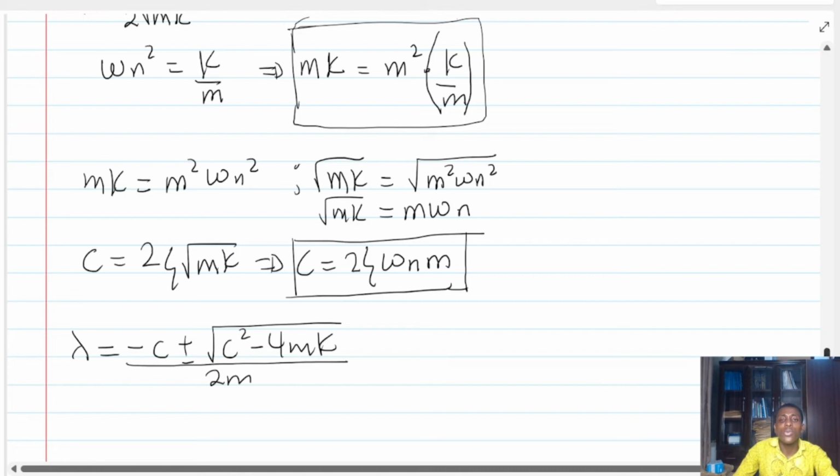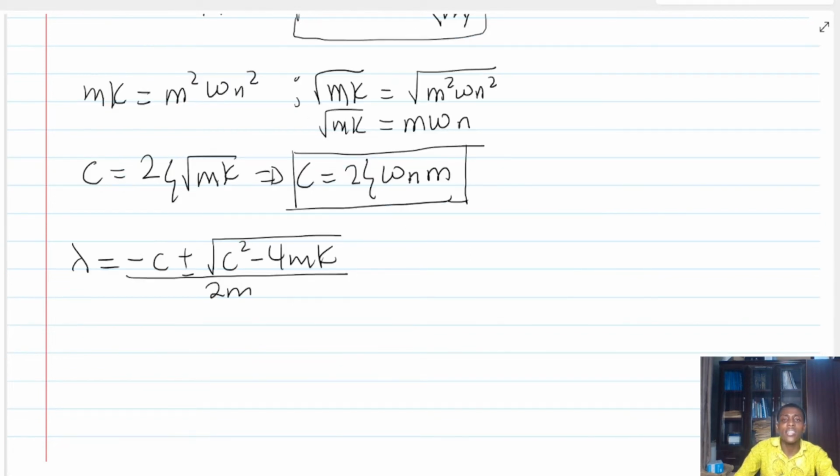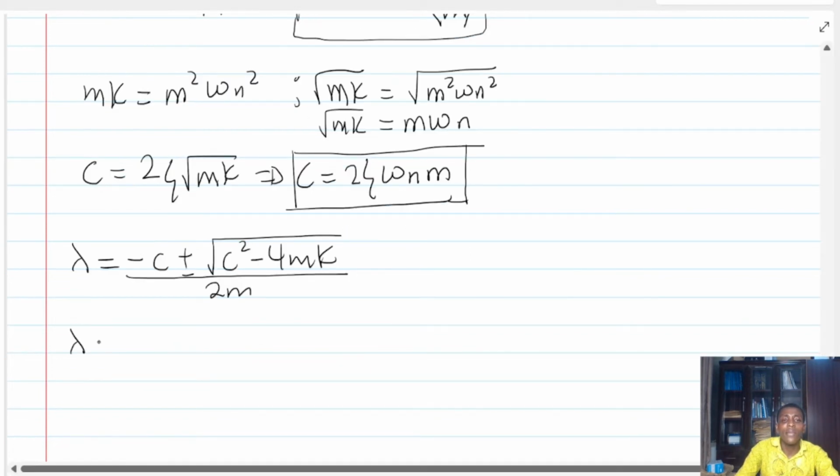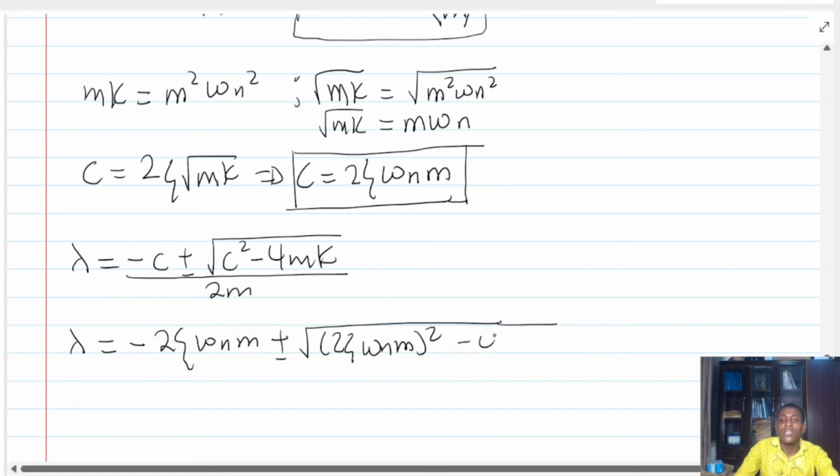Now, since we know what mk is, let's do it together. Lambda is going to be minus c, and c is now 2 zeta omega n times m, plus or minus the square root of 2 zeta omega n times m all squared. Is that right? And then minus 4mk. And we said that the square root of mk is the same as m omega n.